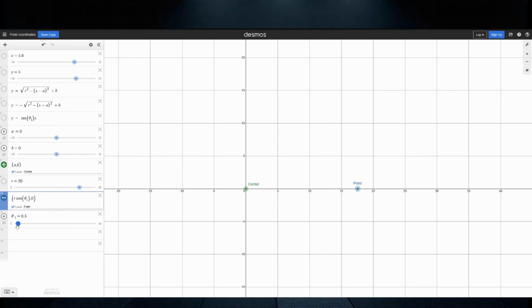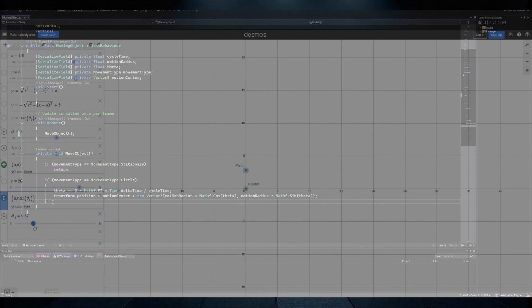But what would happen if we keep the y constant and allow the x to oscillate? Then we will get a horizontal motion. The same thing can be said for the y. If we hold the x constant and we allow y to oscillate, we will get a vertical motion.